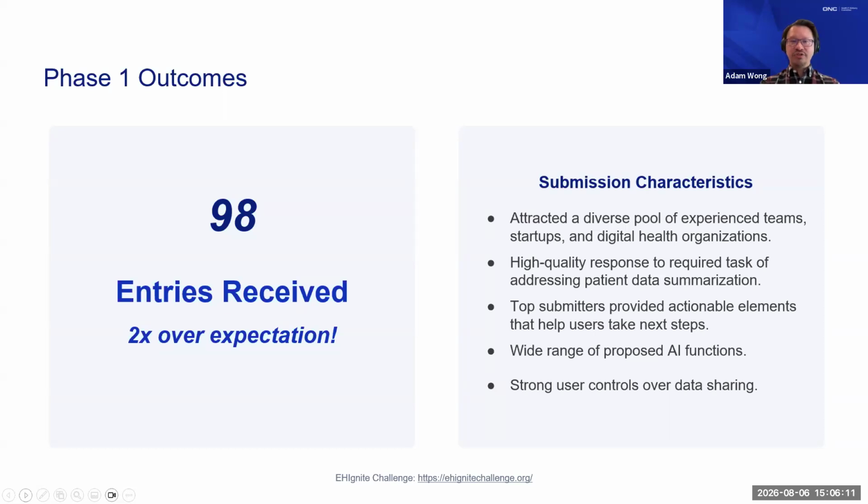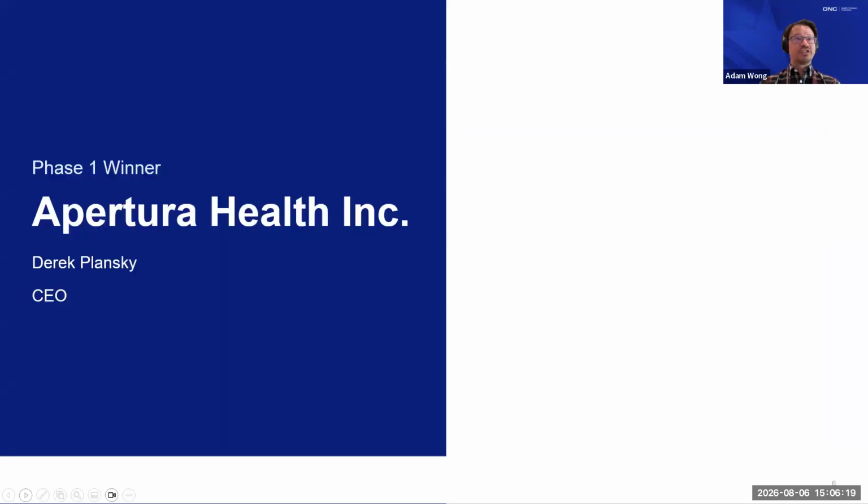The 9 Phase 1 winners have moved on to Phase 2 now, in which they will develop their proposals into working prototypes. So let's hear more from the winners. These presentations are ordered by company or team name, so no priority given to how scores were represented. And first up, we have Derek Plansky, the CEO of Apertura Health.